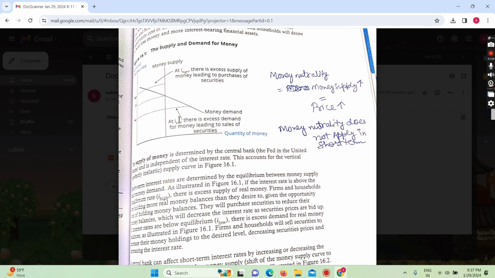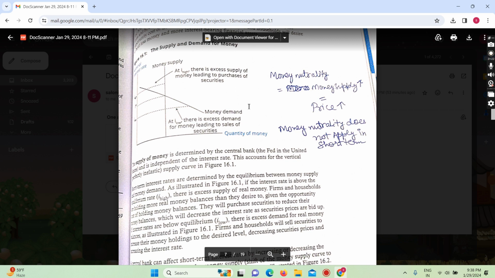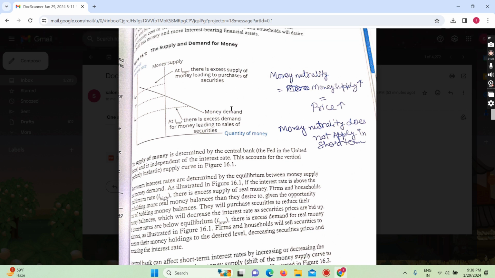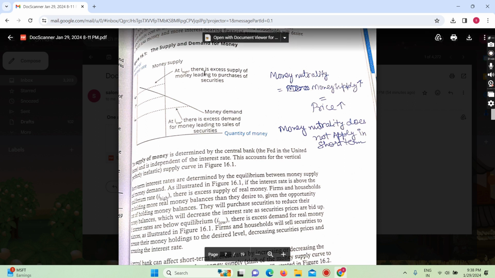Money demand is negatively sloped. If there is excess demand for money, that will be leading to sales of the security. This is demand, and this is money supply, which is given as a constant. If there is excess supply of money, it leads to purchase of security. So either we need to sell or purchase the security.